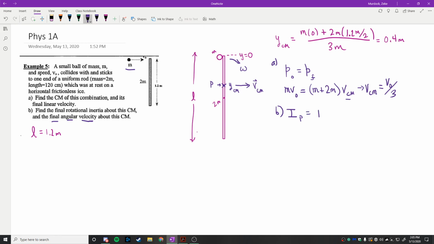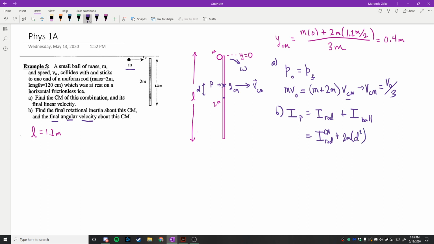And we said that you find this by doing the moment of inertia of the rod plus the moment of inertia of the ball. To find the moment of inertia of the rod, we had to take the moment of inertia of the rod about its own center of mass plus the mass of the rod, which is 2m, using the parallel axis theorem, times d, which is going to be this distance right here. I'm going to call that d. The distance from the old center of mass of the rod to the center of mass of the system is what d represents. So we'll do d squared.